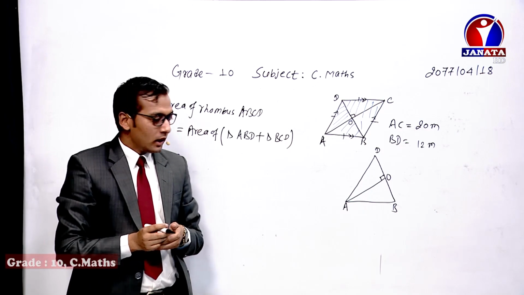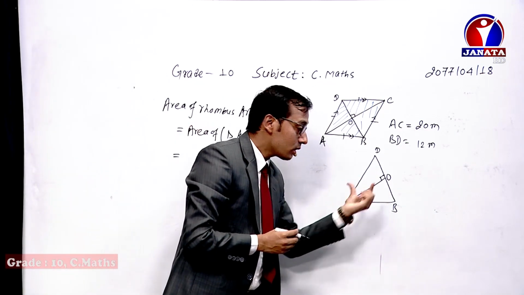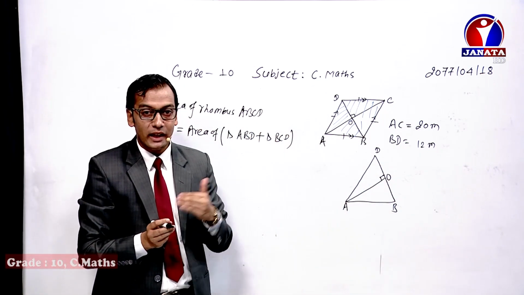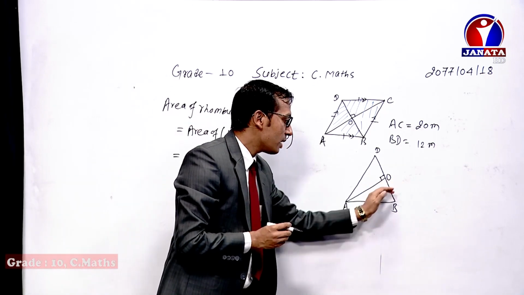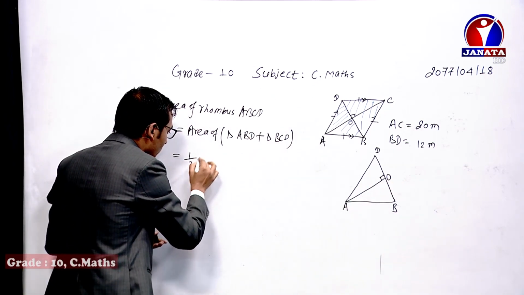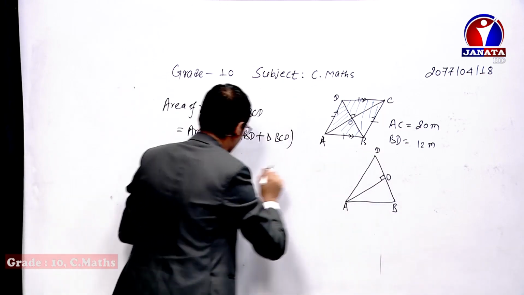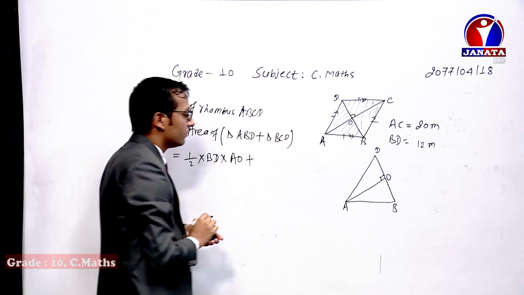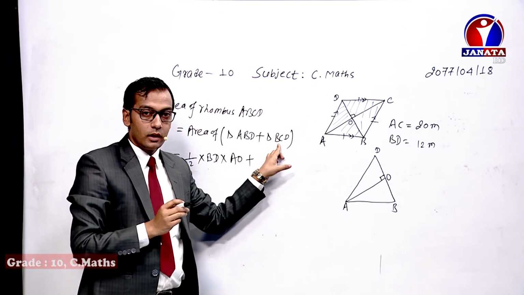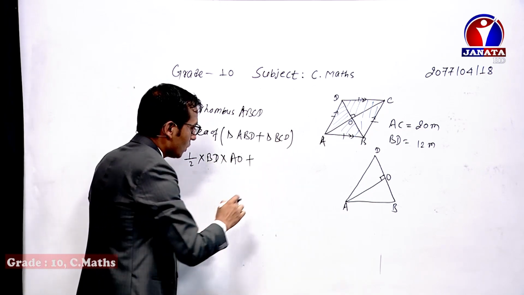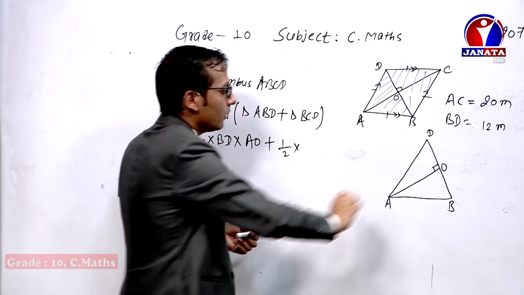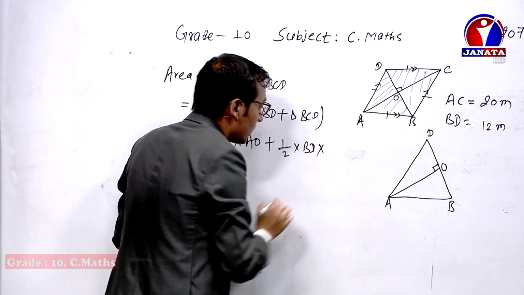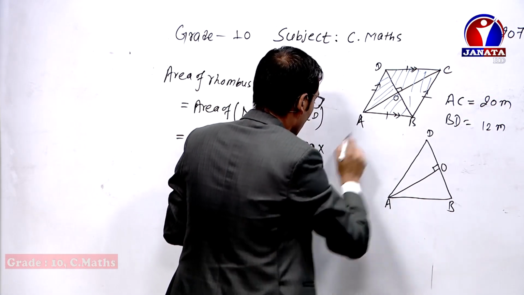How do we find the area of this triangle in terms of base BD and height AO? What is the formula to find area? Area is 1/2 of base times height. So 1/2 of base BD and height AO, plus, similarly, the area of the second triangle BCD is 1/2 of base BD times height CO or OC.